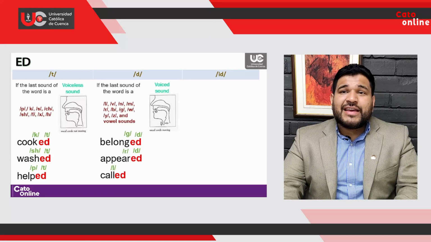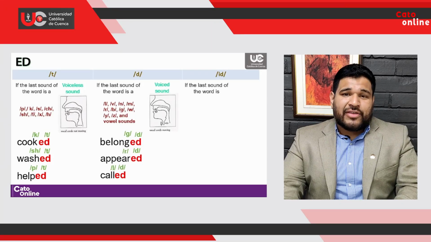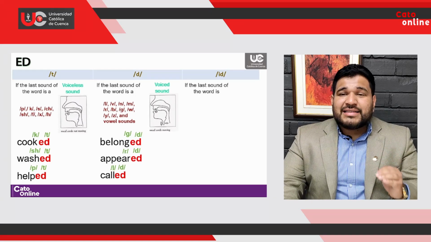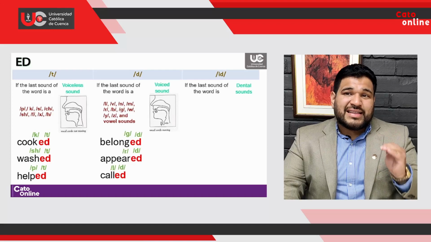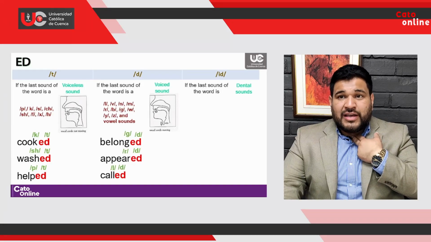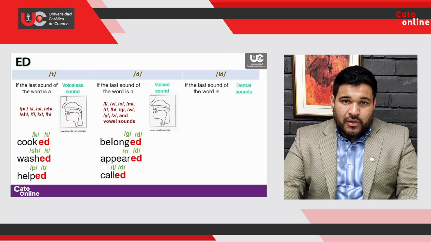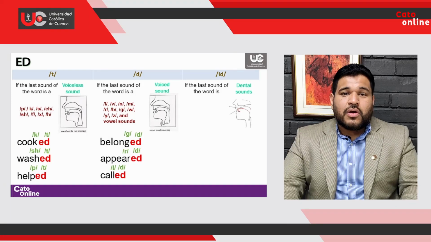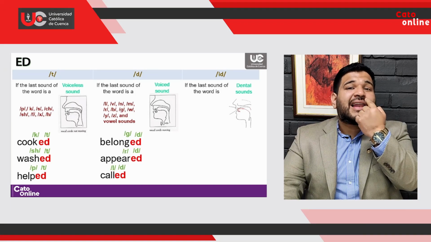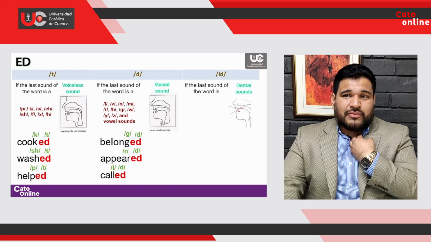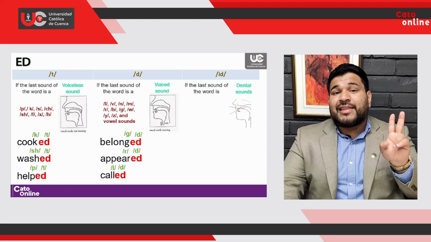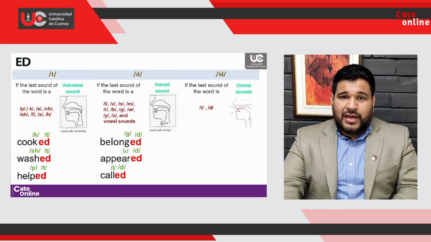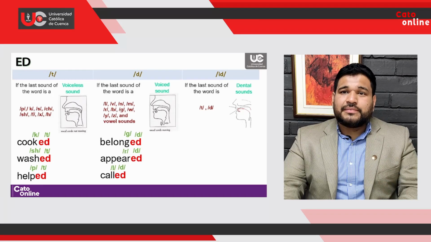The next exception is the sound id. This is an exception because the rule says that when the last sound of the verb is a dental sound, and what I mean by a dental sound is when you put your tongue against your palate and then you make the sound. The two dental sounds are the following: t and d.